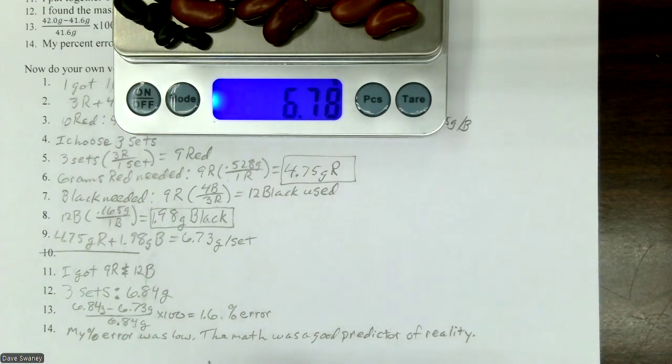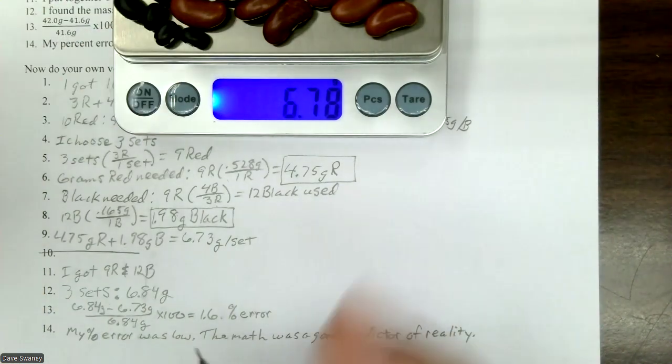My evaluation, well, my percent error is pretty low considering that these are beans. If they were computer-controlled, manufactured bolts or nuts or something, then those should be very identical. But beans are not going to be very identical. So my percent error was low, especially considering that it's beans.